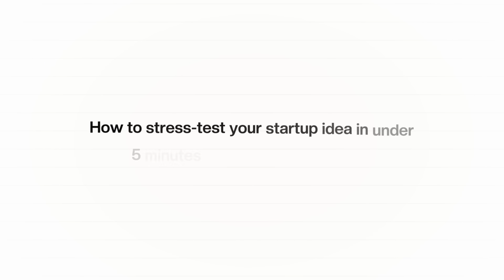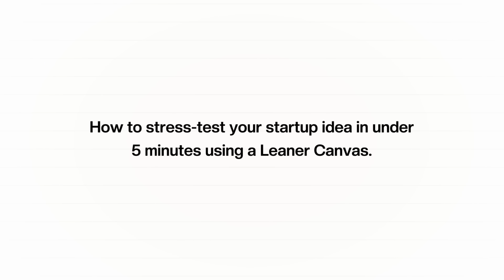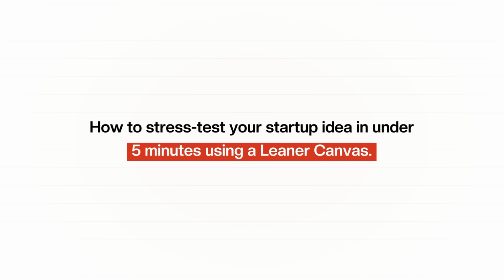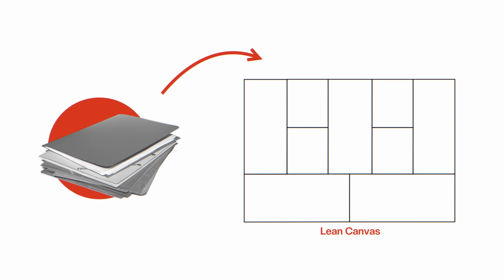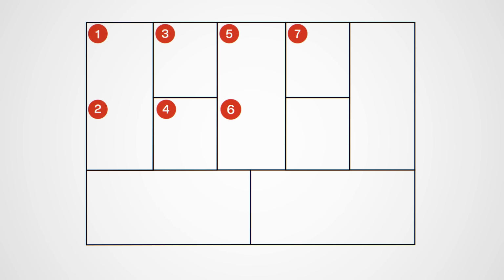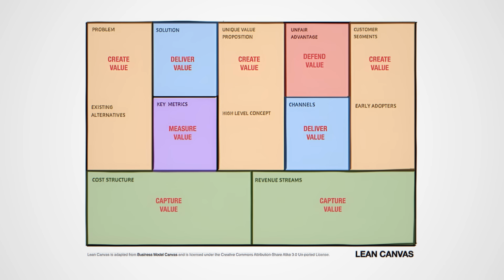And today's strategy is all about speed, specifically how to stress test your startup idea in under 5 minutes using a Leaner Canvas. Now, before I show you what a Leaner Canvas is, let me quickly explain where it comes from. You might have heard of a Lean Canvas. It's a one-page business modeling tool that replaces those long, boring 40-page business plans that nobody reads. Instead of spending weeks writing a business plan, you can capture the entire business model on a single page. The Lean Canvas has 12 boxes covering everything from your customer segments and problems to your solution and revenue streams.